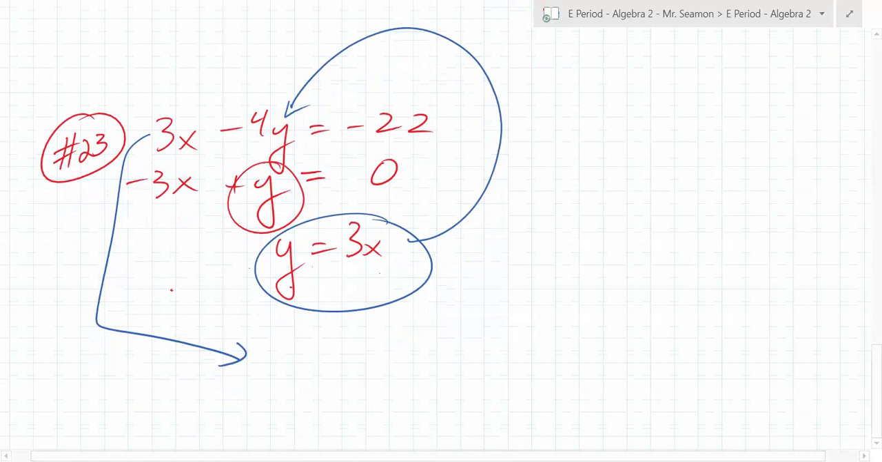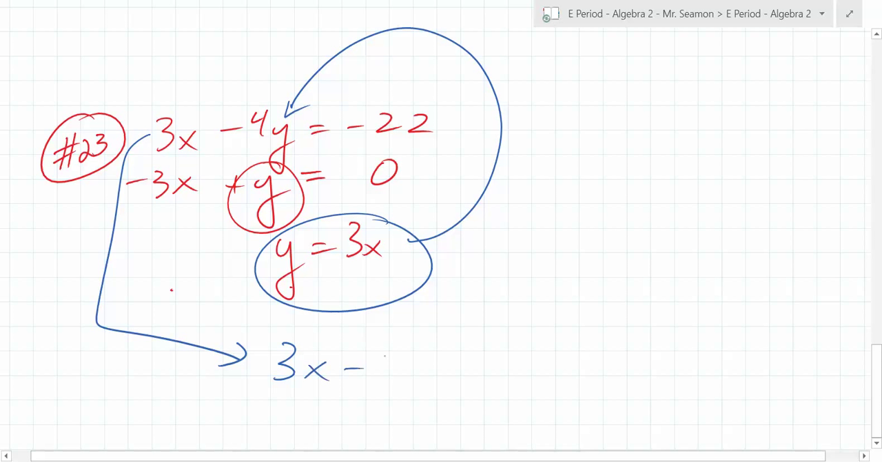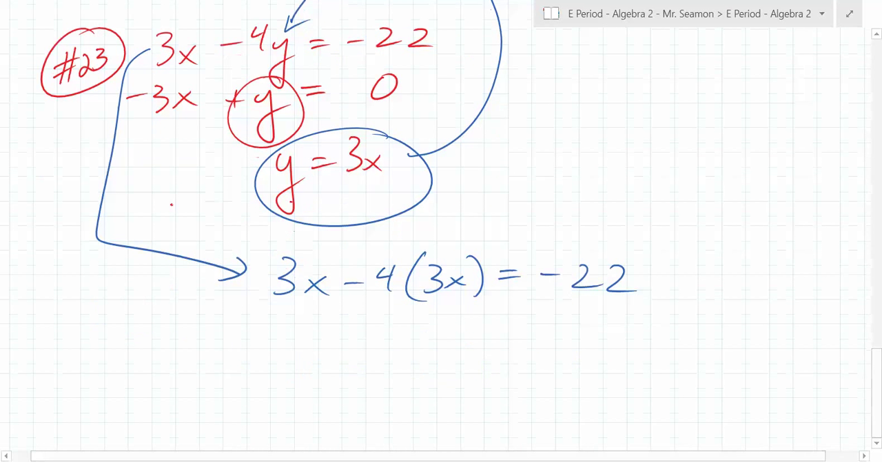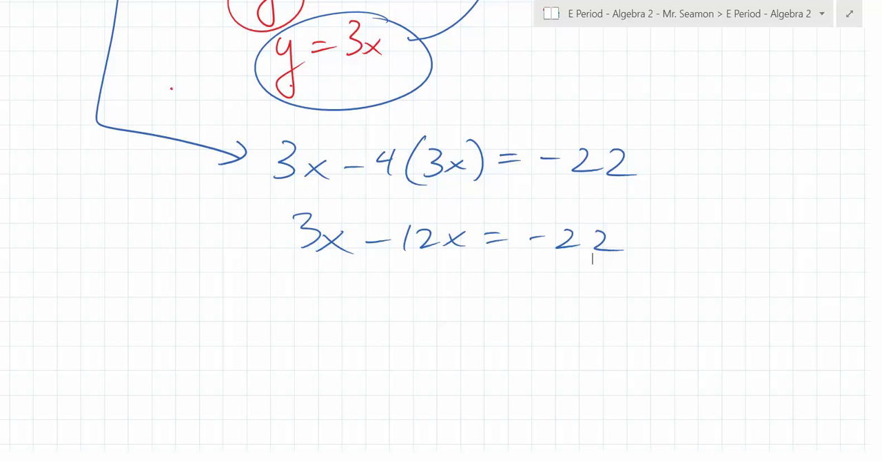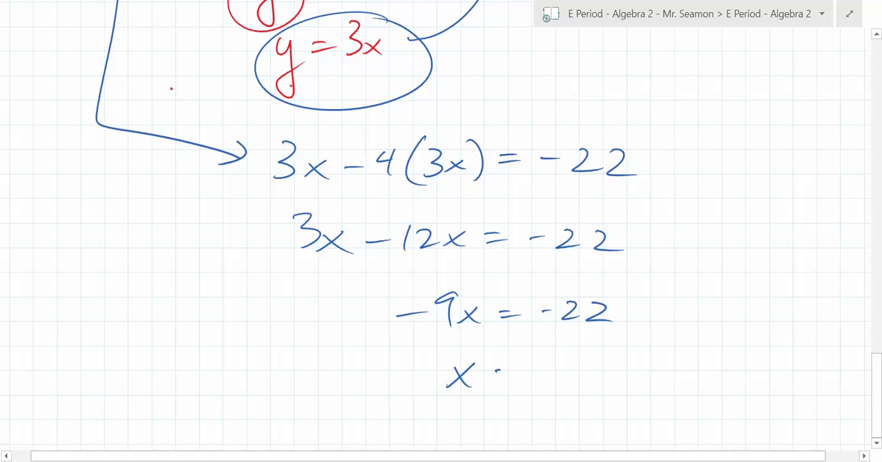And what do you end up with? Distribute. 3x minus 12x is -22. What's 3x minus 12x? -9x equals -22. So can someone just tell me what x is equal to? Aubrey, what's x equal to? If -9x equals -22, what does x equal? What do you do to both sides? So what do you end up with on the other side?